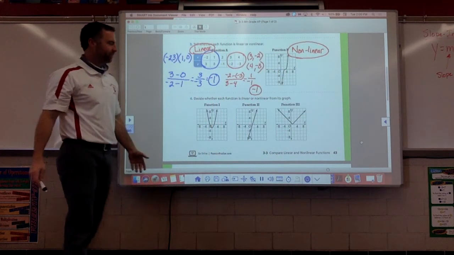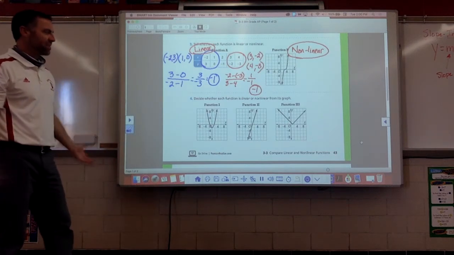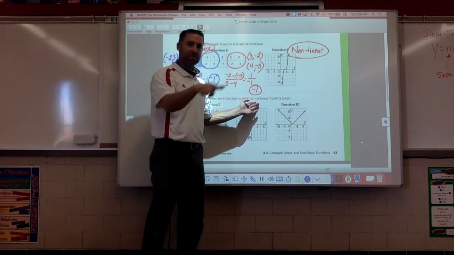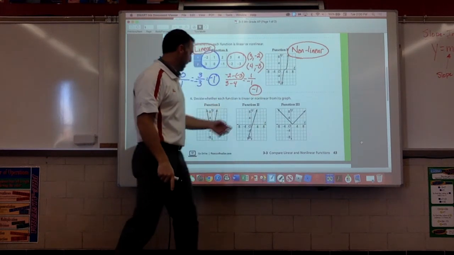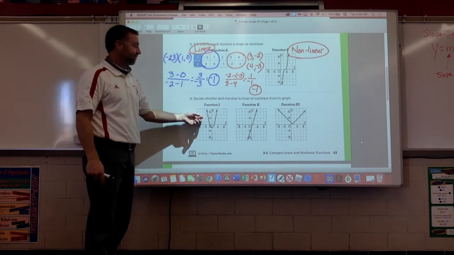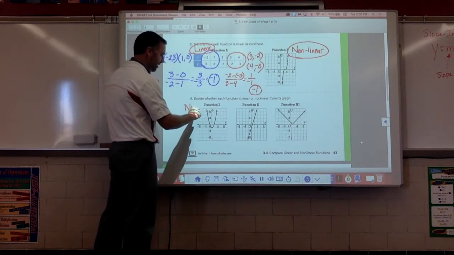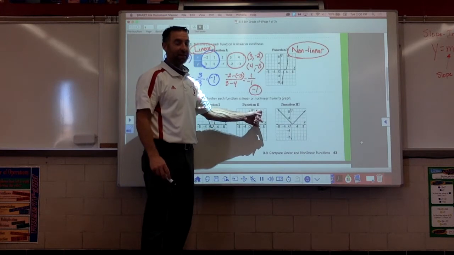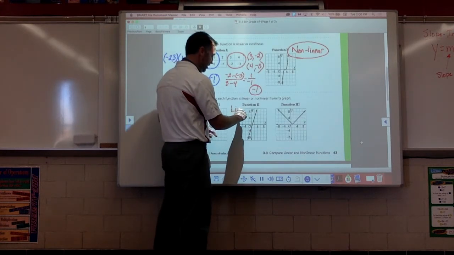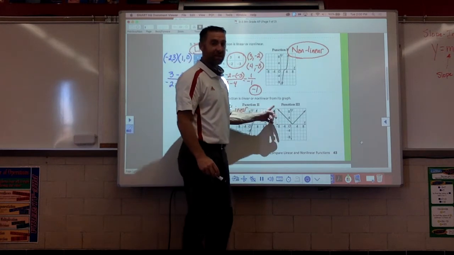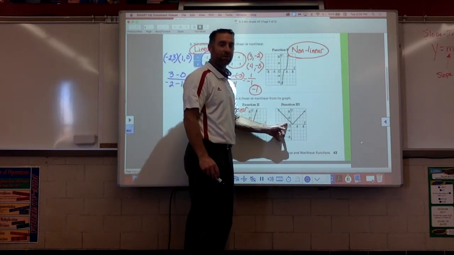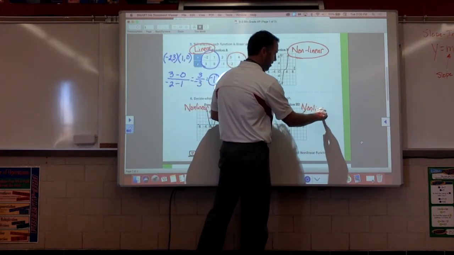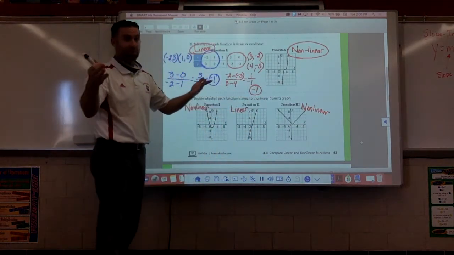Number 4, decide whether each function is linear or nonlinear. Again, linear just means graphed in a straight line. Nonlinear means maybe it's not in a straight line. Function 1, is that a straight line? No. It's nonlinear. Function number 2, is this a straight line? You got it. That is linear. What about this? Is this a straight line? No. It's nonlinear. Okay, questions?